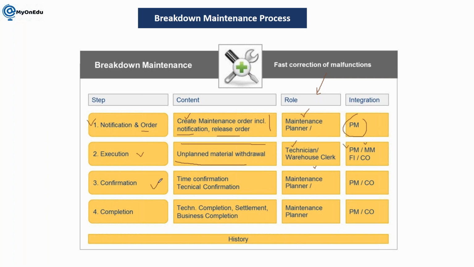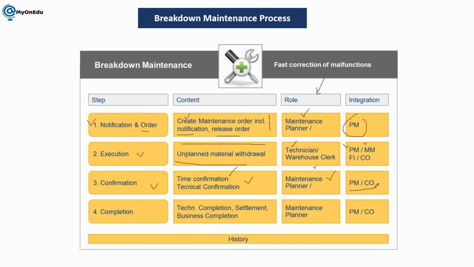The next is confirmation. So once the technician carries out the work, your work is completed, okay, then it has to be confirmed in the system. So time confirmation and technical confirmation, these two activities need to be performed here, and it will be done by the maintenance planner or technician. How it will be integrated here in the system?